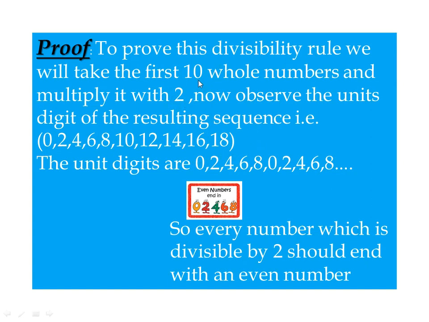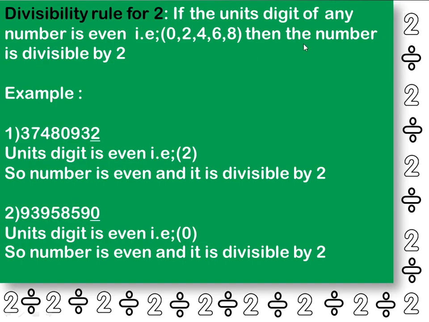Now I have multiplied them with 2, right? So they should all be divisible by 2, and they should be even, right? Now if you observe here, the unit digits are 0, 2, 4, 6, 8, 0, 2, 4, 6, 8, and they keep coming on and on till infinity, right? So even numbers end in 0, 2, 4, 6, 8. So that is our proof, right? Every even number has to end with an even digit, and that's what the criterion is.